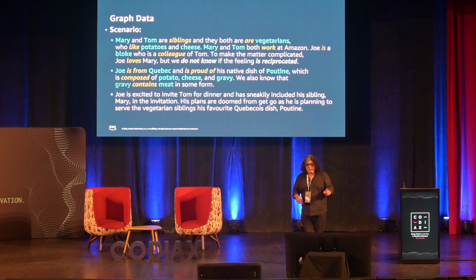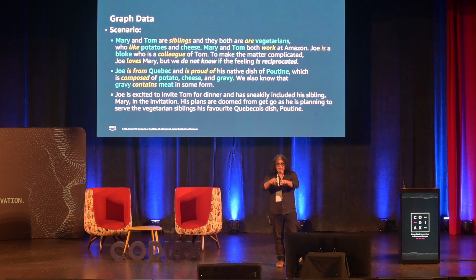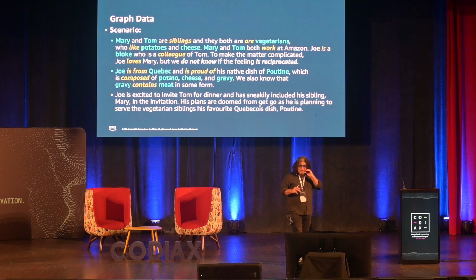So they're all relationships, right? Mary and Tom are siblings. It goes both ways, it's symmetrical. But Tom loves Mary, and we don't know if the opposite holds. See, all of them are very, very complicated relationships that have to be somehow modeled.